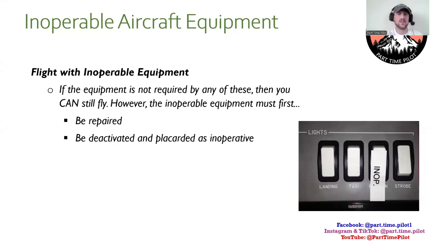So yeah, that's actually not true. As we see here, it has to be deactivated and placarded as inoperative. So can anybody think of why we can't just, let's say it's a landing light, and it's not working? We flip the switch on, it doesn't turn on. But we're not flying at night. Landing light is required at night. We're not flying at night, so no big problem. We'll just put an inop sticker over the landing light sticker and we're good to go, right? No, it has to be deactivated.